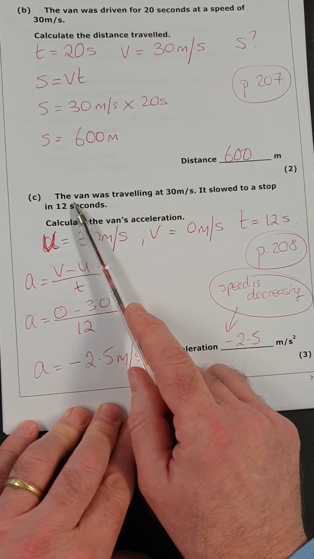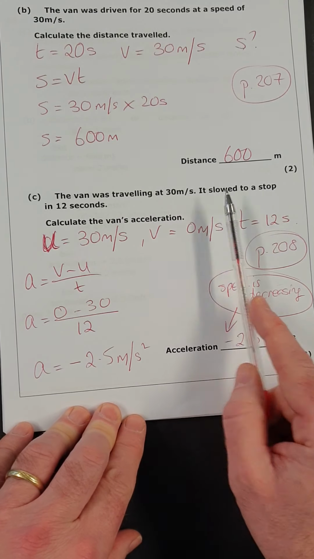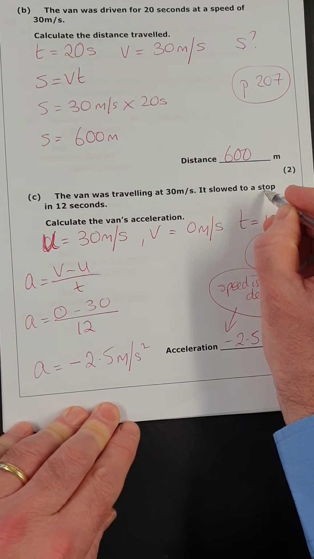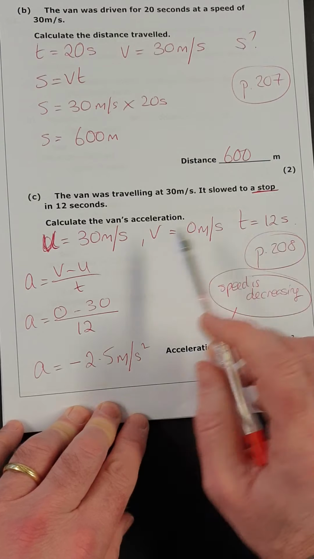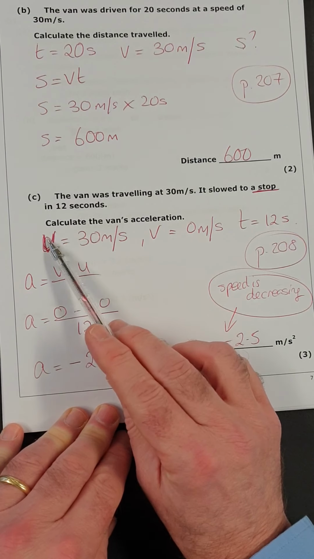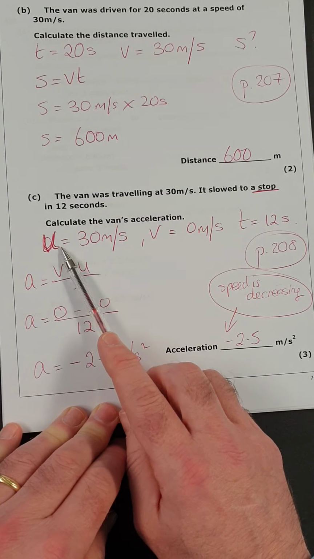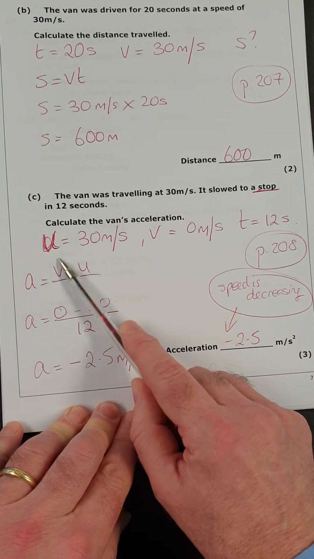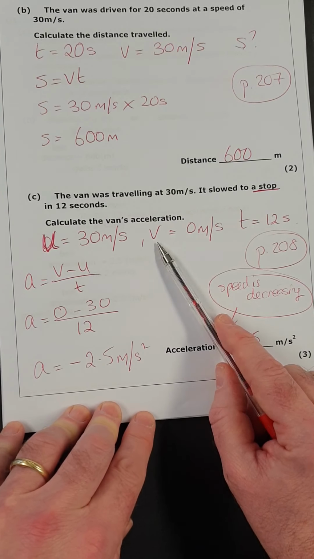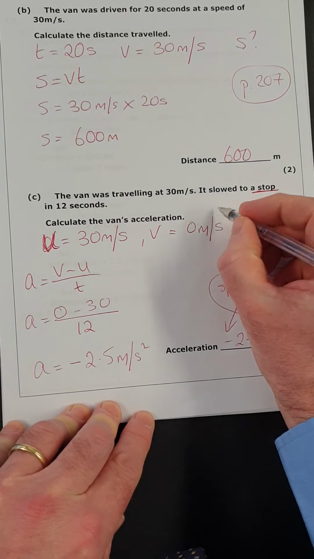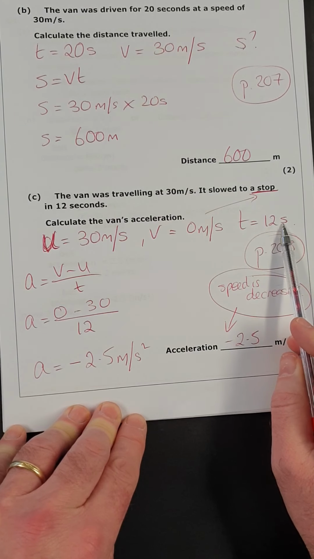In the second question, it tells us the van was traveling at 30 meters per second and then slows to a stop. And this is important, the fact that they say slows to a stop. And it tells us this happens in 12 seconds. Calculate the acceleration. So what information we're told? We're told that initially its speed is 30 meters per second. We use the letter U usually for the initial speed. Its final speed is 0 because it slowed to a stop. The time was 12 seconds.